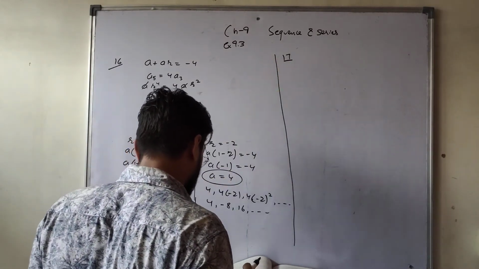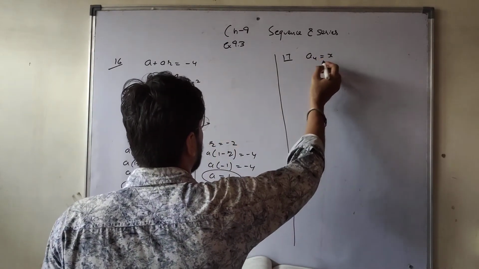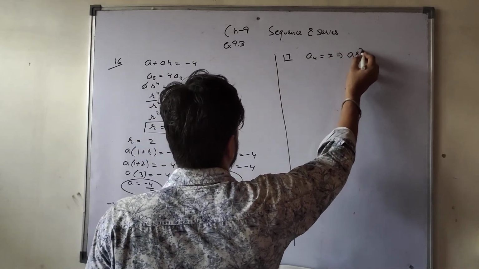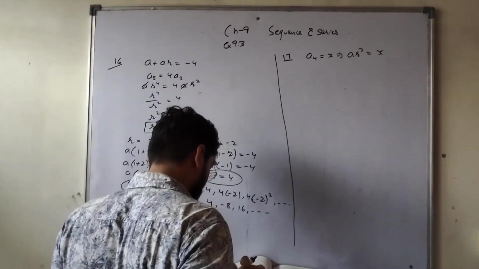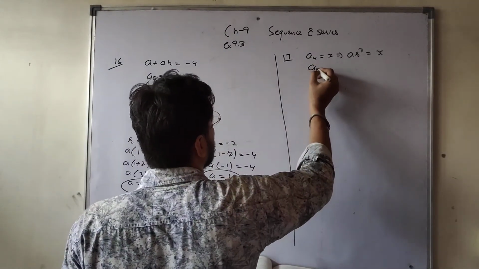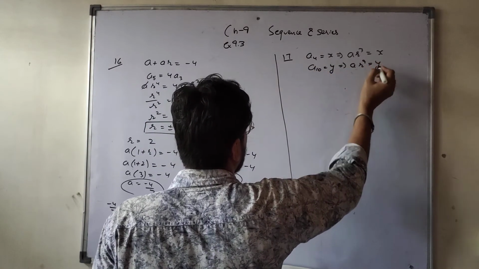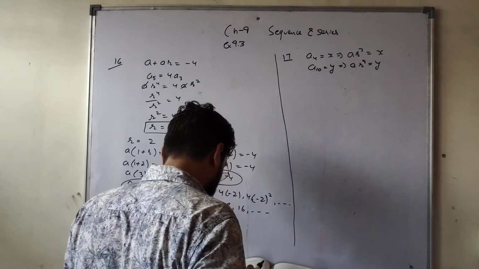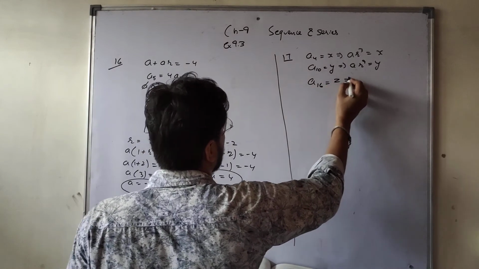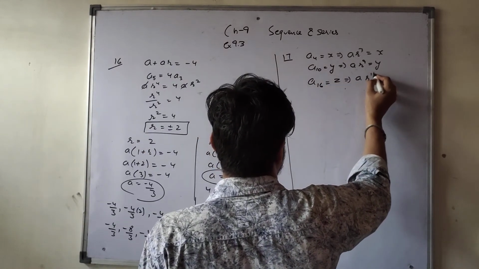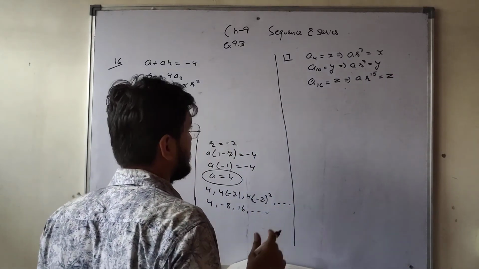Question 17: if the fourth term of a GP is x, so a4 is x, so we can say ar cube is x, using a r raised to power n minus 1. Next, a10 is y, so this implies a r raised to power 9 is y. Next, a16 is z, so a r raised to power 15 is z. Prove that x, y and z are in GP.